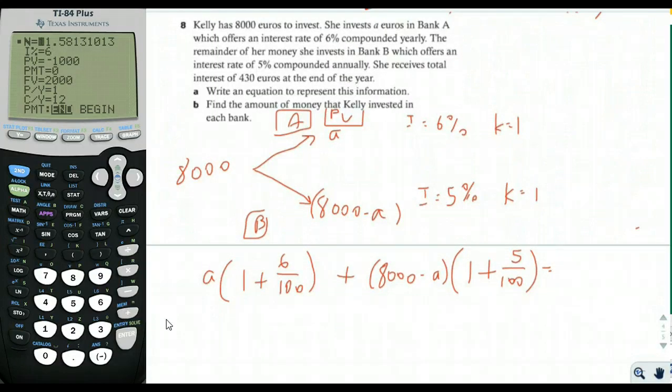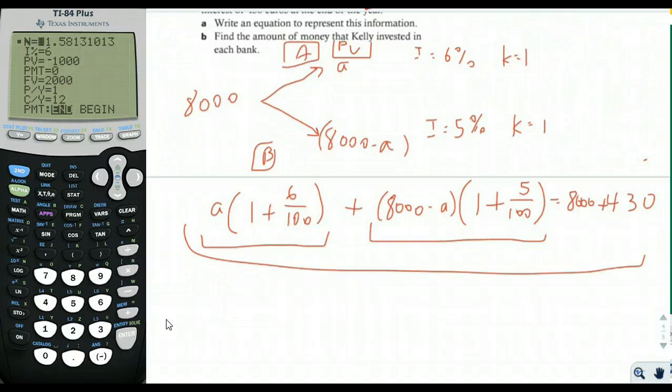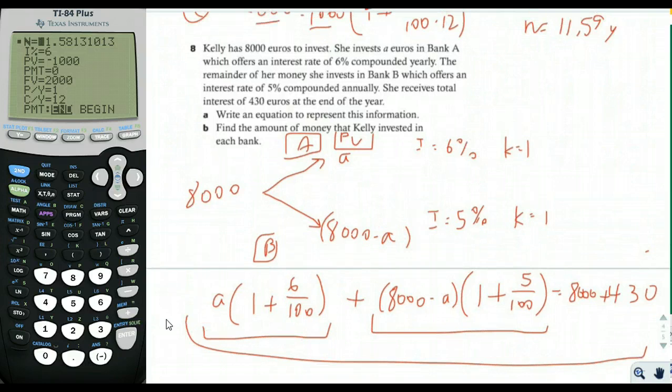Now, could I just put 430 here? Is that the interest? Not quite, because when you use these formulas, it gives you the whole future value, which includes both how much you started with, the present value, plus the interest. So actually what this gives you is the total amount, 8,000 plus 430. Okay? So the formula looks like this. On the left side, it's got the two future value equations, and on the right side, it's got 8,000 plus 430. Okay, so that's part A.